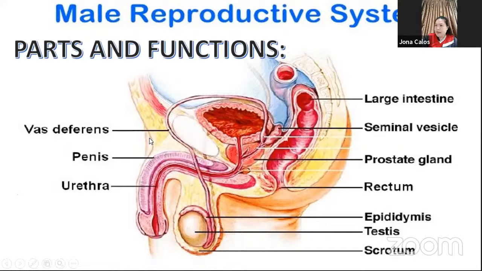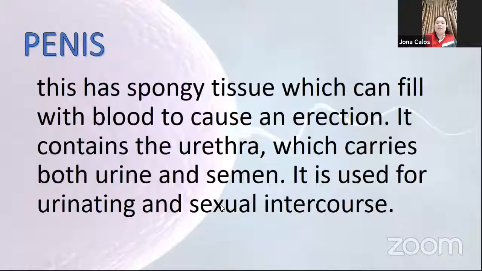Here on this part, this is what we see on the outside. But the one that is being covered is the internal part. So the first one is the penis. This one is what we see outside. It's a spongy tissue that can be filled with blood to cause an erection.